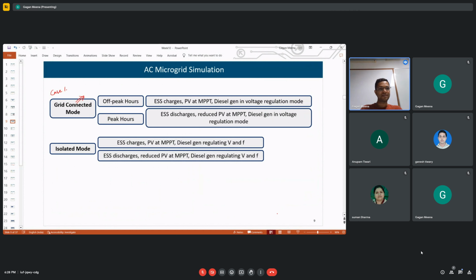Then we have wind here, and wind is AC, so we need AC-DC and DC to AC here. Here also we have to implement MPPT. It's a variable speed drive, so we need back-to-back converters. And loads are already DC. With the wind side, is there no MPPT? Inside also MPPT is there.